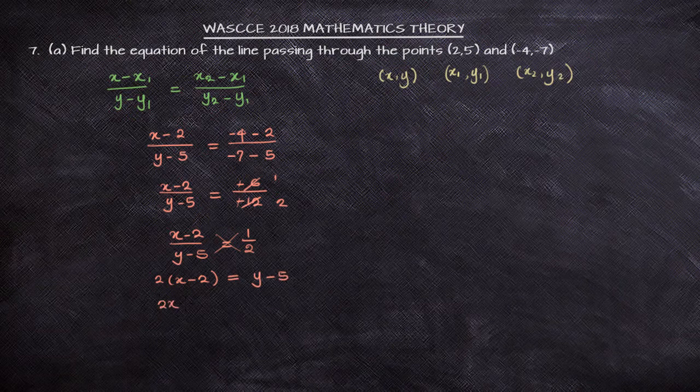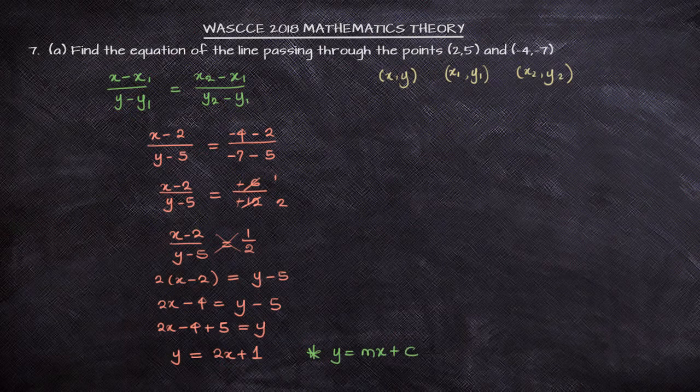Opening the bracket will yield 2x minus 4 is y minus 5. And if we bring -5 to the left hand side, we have 2x minus 4 plus 5 is equal to y, such that our y is 2x plus 1. Now, there is a general format for the equation of a line, and that is y is equal to mx plus c, where m is the slope and c is the intercept. From here we can see that our slope is 2 and the intercept on the y-axis is 1.